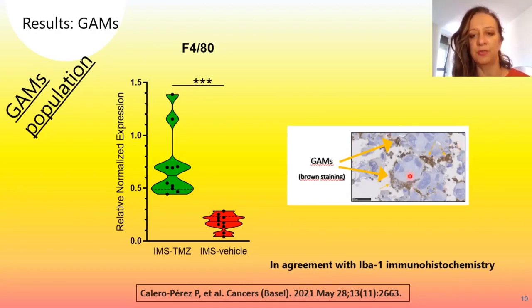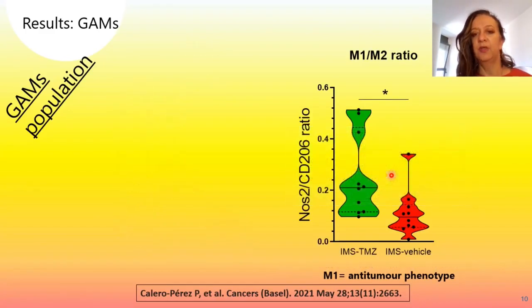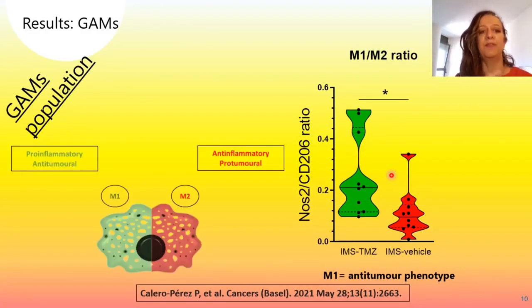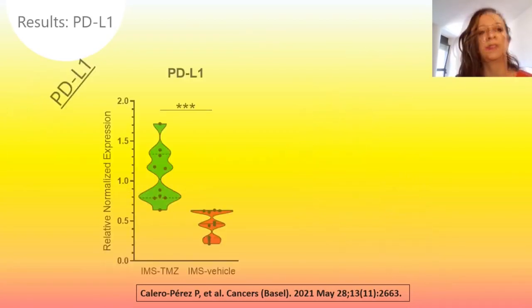Here we can see a chosen field from a slide in which IBA1 positive cells are surrounding a giant multinucleated tumor cell. More than that, we have observed a switch in the macrophage phenotypes towards the more M1, which M1 have pro-inflammatory and anti-tumoral actions as opposed to M2, which are pro-tumor. So not only macrophages have increased, they have switched their phenotypes.